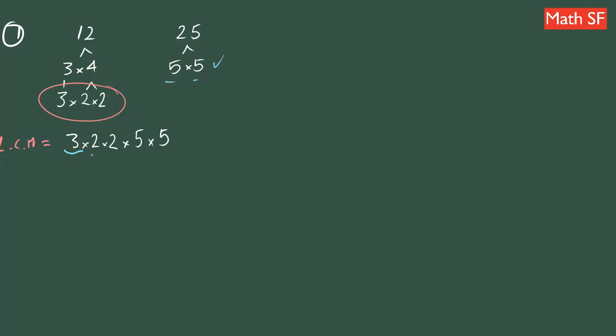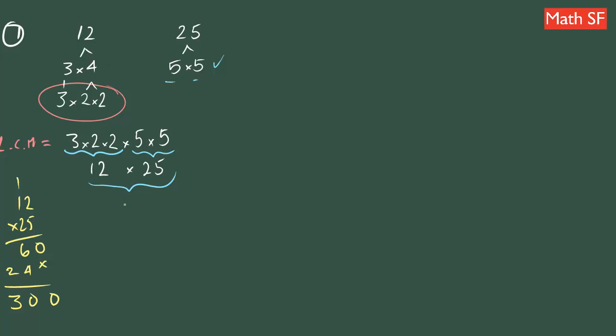Let's recall what this 3 times 2 times 2 was. That was a 12, and this 5 times 5 is a 25. Let's find out what 12 times 25 is. 5 times 2 is 10. 5 times 1 is 5, plus 1 is 6. Leave a space. 2 times 2 is 4. 2 times 1 is 2. We add this, and it is going to be 300. Therefore, your LCM will be 300.